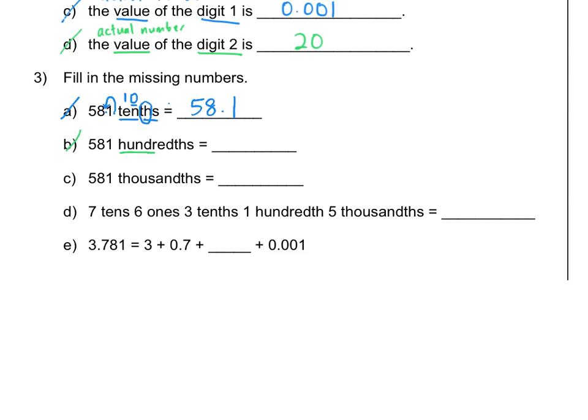Let's go on to part B. 581 hundredths. Same thing, if you see the word TH, it means there must be a decimal point in your answer. And for 100, how many zeros are there? There are 2 zeros. So you actually move the decimal point by how many decimal places? 1 and 2, dot. So your answer for part B has got to be 5.81. This is the answer for part B. Let's go on to part C.